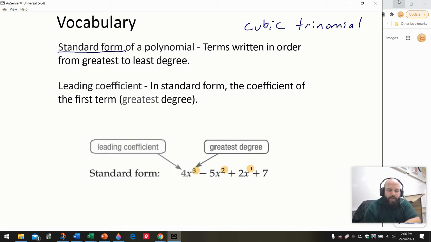Now, another vocabulary that we need to talk about is the leading coefficient. When something is in standard form, which is really important, when it's highest power to lowest power, the leading coefficient is going to be the very first number on the lead term. That's why it's called the leading coefficient. But it's really important to remember that the leading coefficient is only found when it's in order from highest to lowest power. So from 3 to 2 to 1.